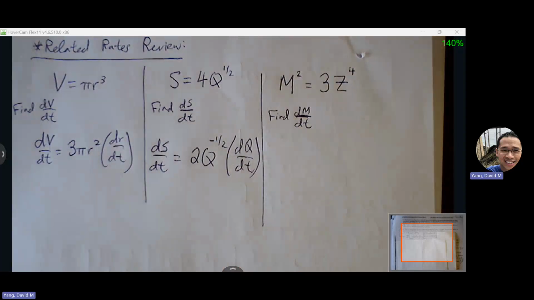Try this last one here, see if you can find dn dt. Find the derivative first, and then attach a variable with respect to time for that variable.